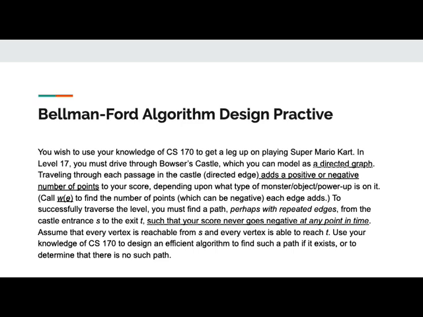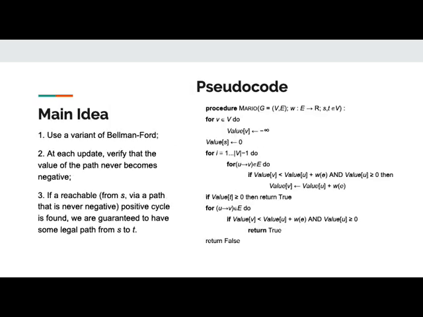Okay, so let's resume. Basically, you want to use a variant of Bellman-Ford. At each update, verify that the value of the path never becomes negative. Remember in Bellman-Ford, you're trying to come up with the path with the lowest cost, so at each update you compare to make sure that your new value is smaller than the old value. Whereas in this variant, you're actually trying to increase your path cost, right?